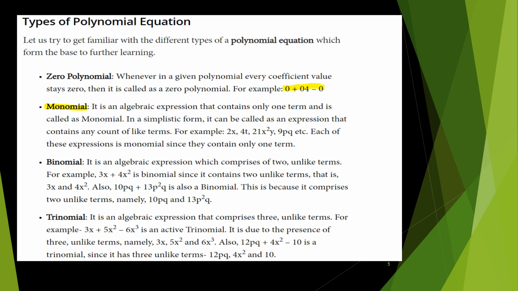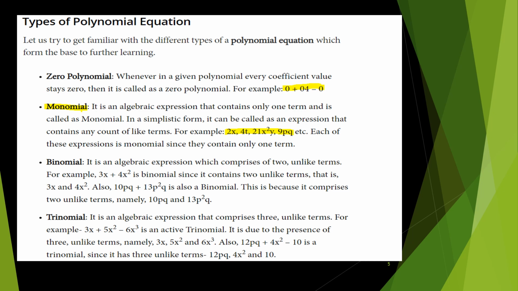In its simplest form, it can be called an expression that contains any count of like terms. 2x, 4t, 21x square y, 9pq, etc. See, in all of these examples given, there is only a single operation. What is that operation? Multiplication. There are no two terms.